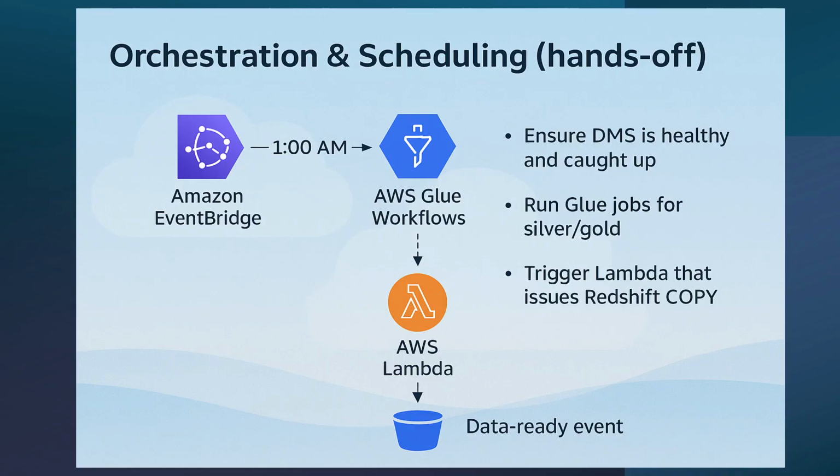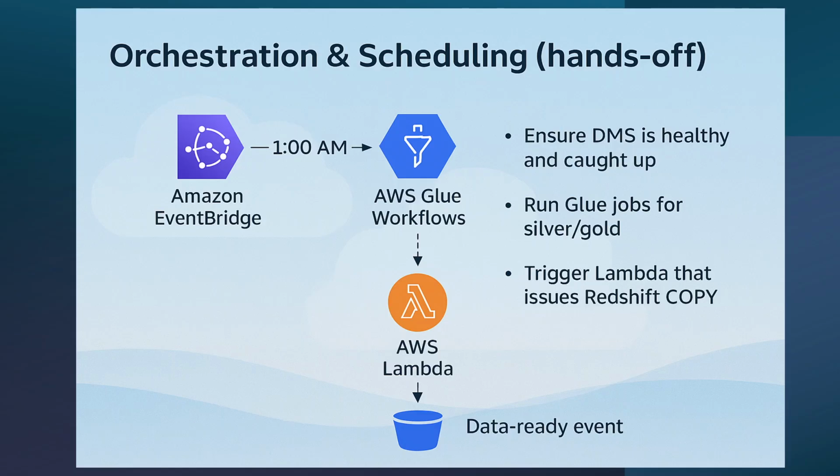Now, let's automate the entire pipeline so it runs without human intervention. We use AWS Glue workflows to chain together all our tasks and schedule them through EventBridge. Here's how it runs step by step. We start with a daily 1 a.m. trigger in EventBridge that launches the Glue workflow.